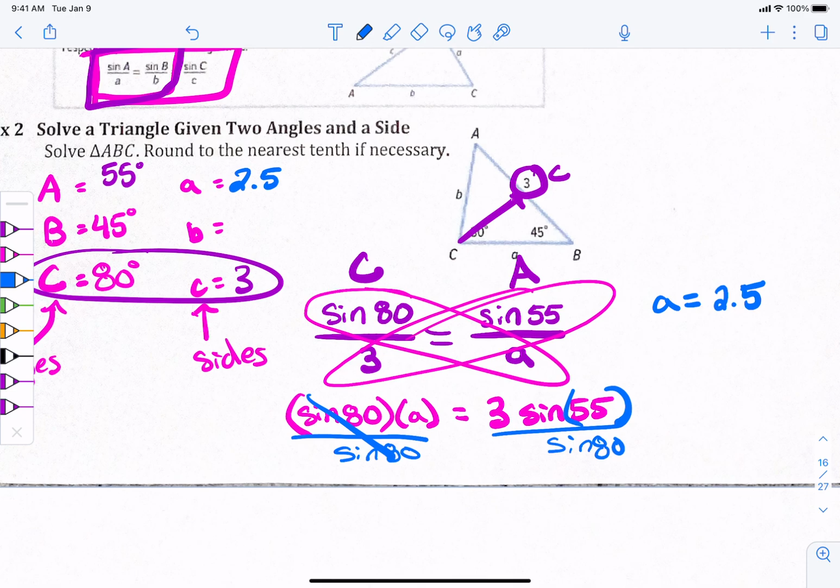Now, we can kind of check to see if this is correct. Look at what 3 is opposite: 80. Look at what 2.5 is opposite: 55. Should that be right?